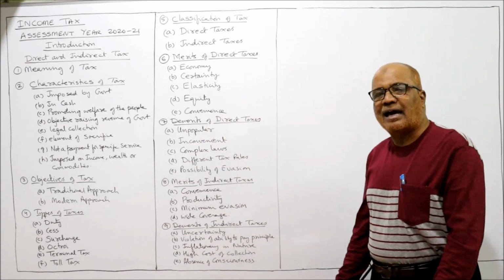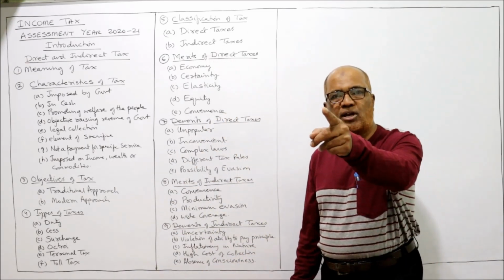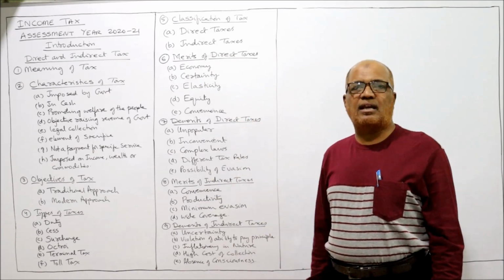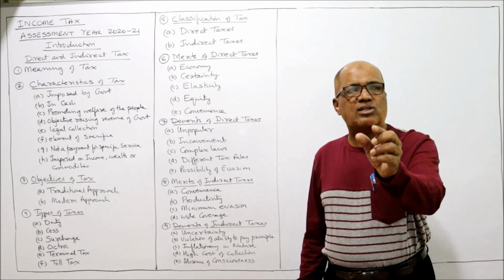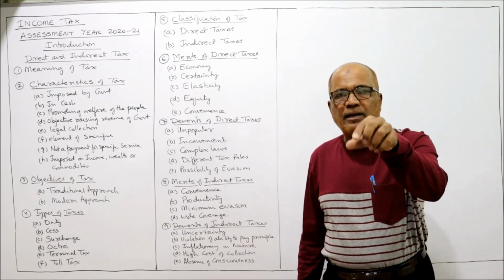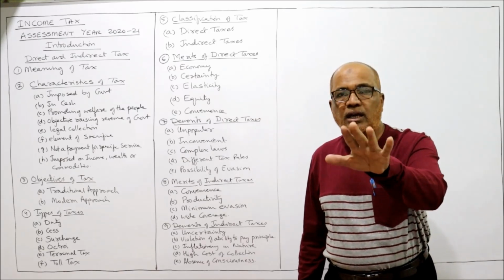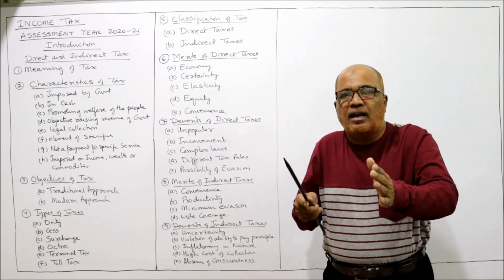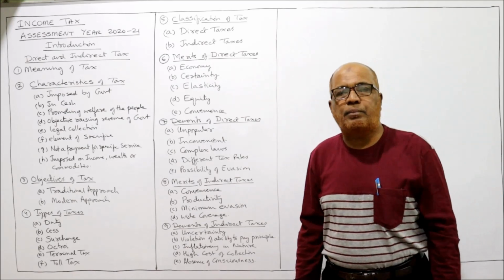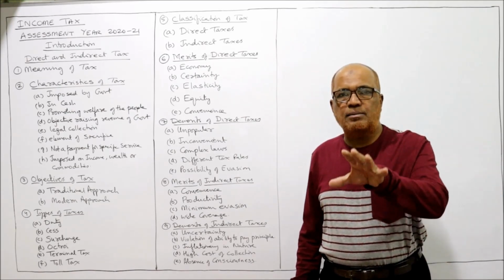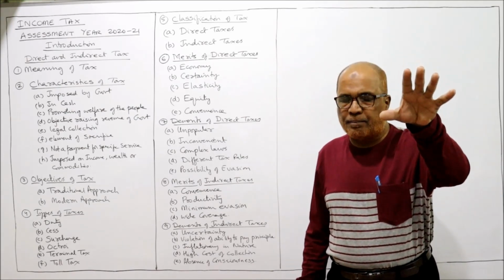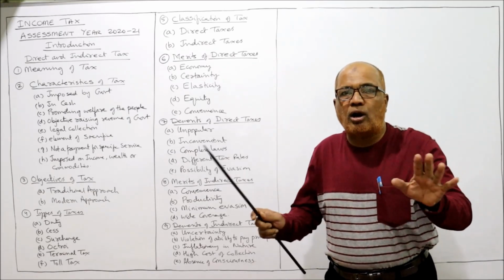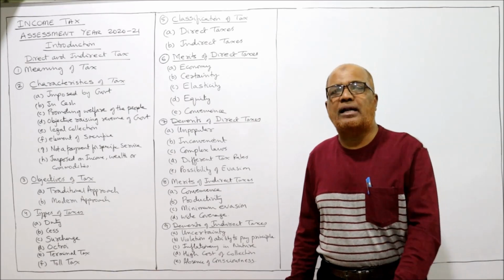Now, classification of tax into direct tax and indirect tax. In examination, normally a question will be asked regarding differences between direct tax and indirect tax. Direct tax is a tax which is imposed on a particular person. He or she alone has to pay the tax. The tax burden cannot be shifted to any other person. So when a tax is imposed on a particular person, he or she alone has to pay. The burden will not be shared by any other person. That is called direct taxes.